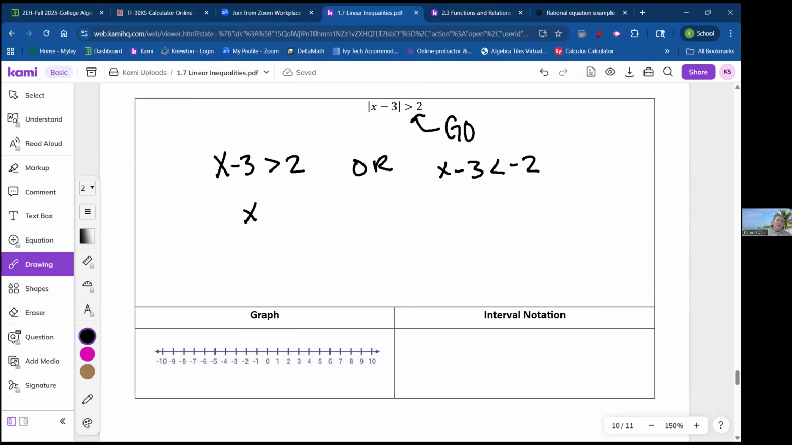Add 3, x is greater than 5, or add 3, x is less than 1. Okay, greater than 5, boom, yep, that works. Less than 1, boom, that works. It is an OR inequality with an OR graph, so we are good to go.